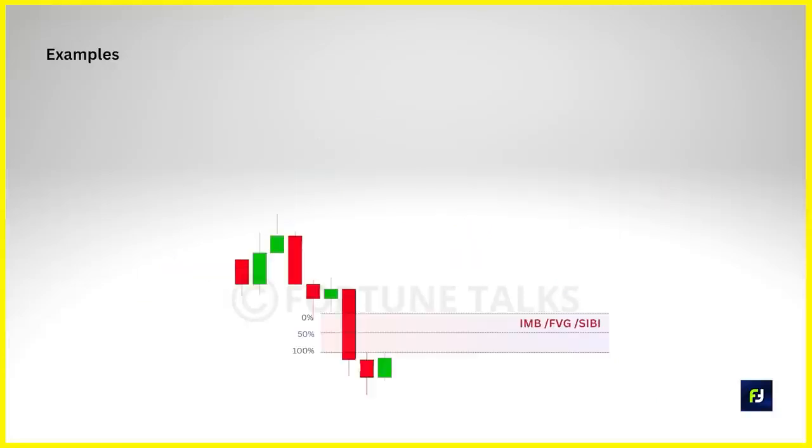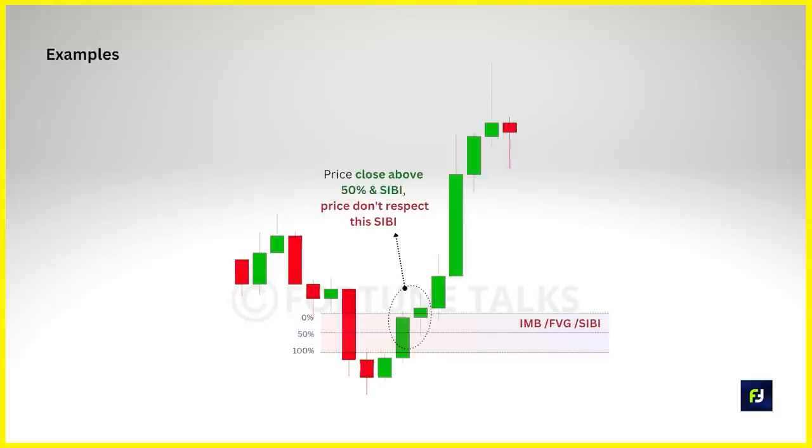Now let's take a look at another CB right here. Let's mark out the consequent encroachment. You can see that the price did not respect the CB at all and closed right through it. This is when we will invalidate a fair value gap because the price is not respecting it.